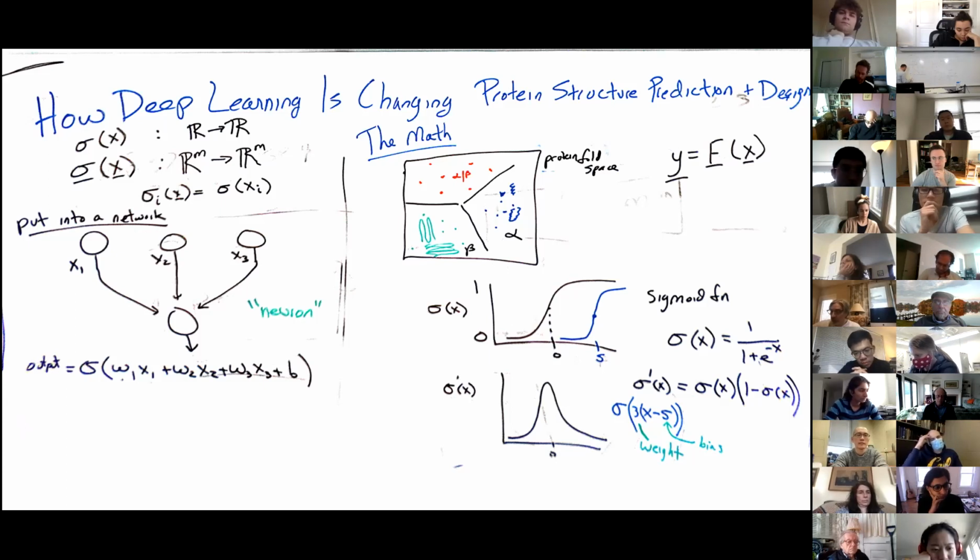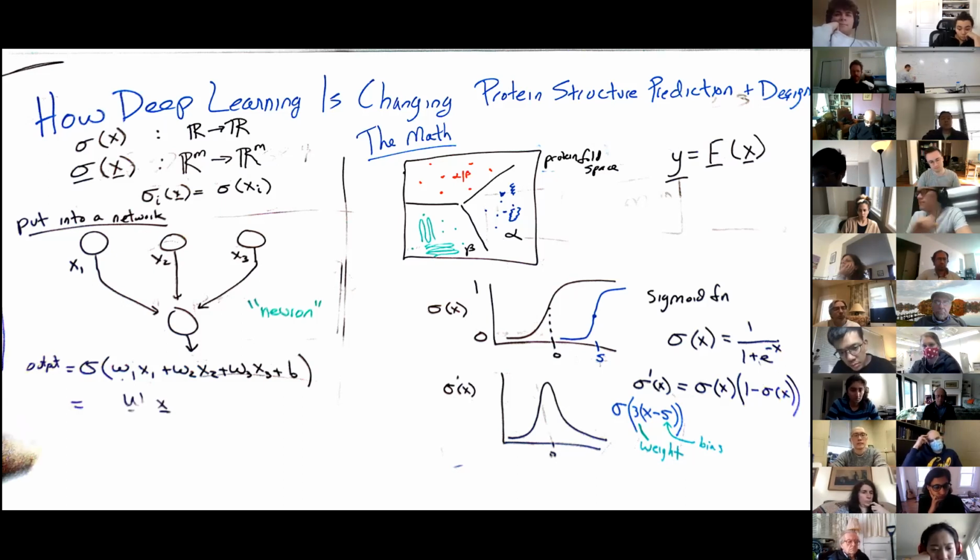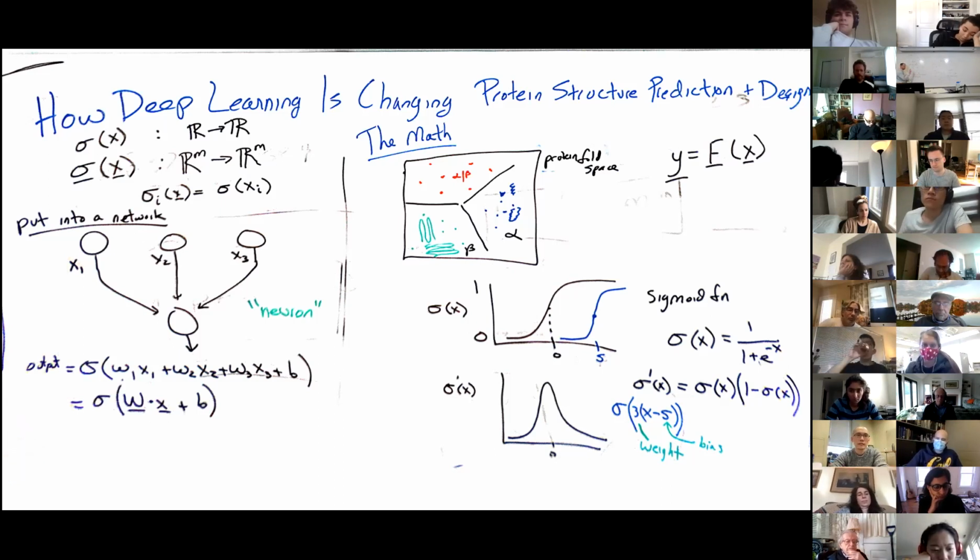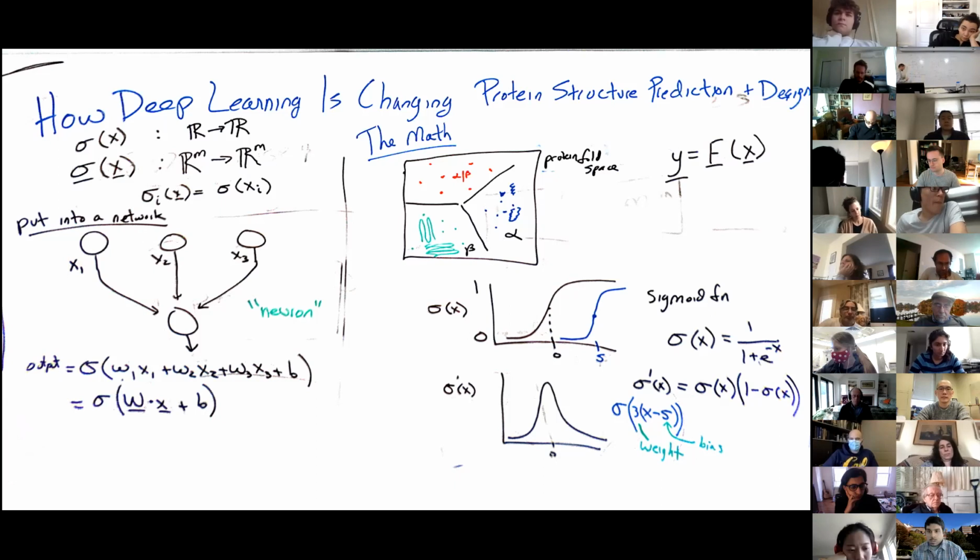Let's see, I can rewrite this as a vector W dotted with my input vector X plus a bias, sigma. I'm going to call the output the activation of that neuron. So I'm going to call that A. Sigma is my activation function, A is the output.